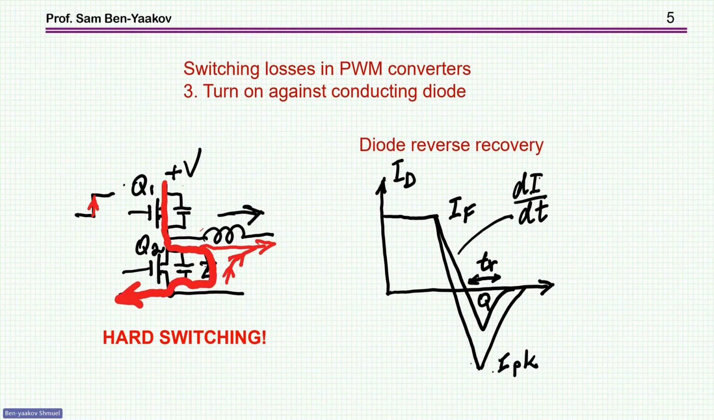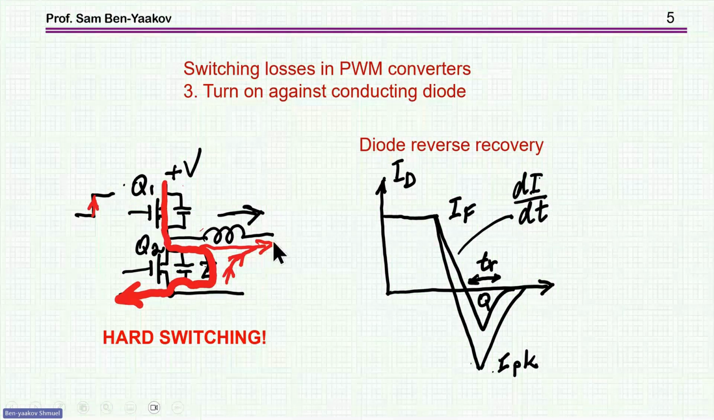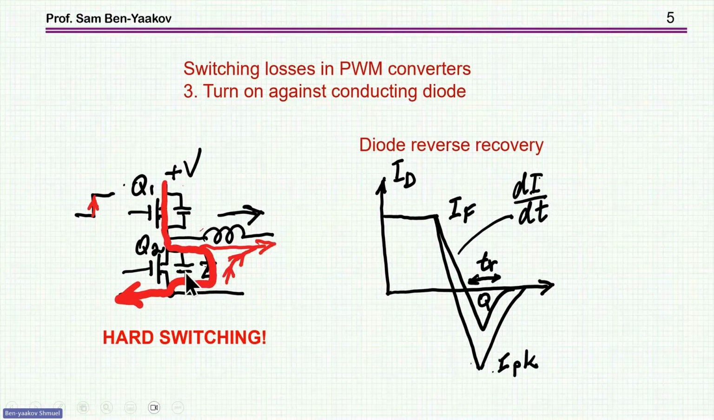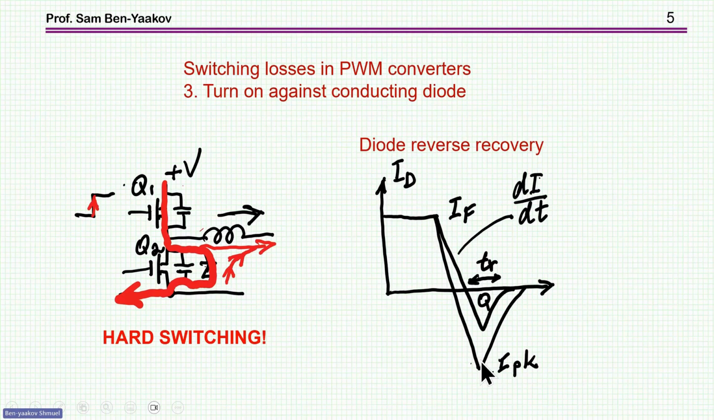This is the main problem in PWM, and that is because of the following. When this diode is conducting and I have to turn on this transistor again, so as to go back to the powering state, then I'm turning on the transistor against a conducting diode. This is the current of the diode. And as we know, there is this reverse recovery, and this reverse recovery causes a very high reverse peak.